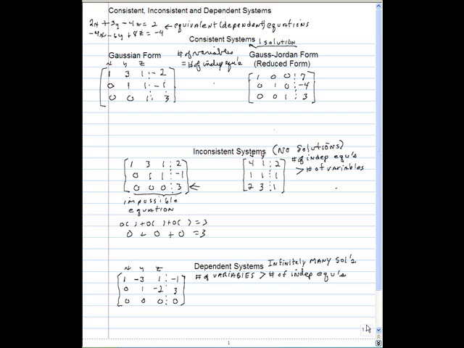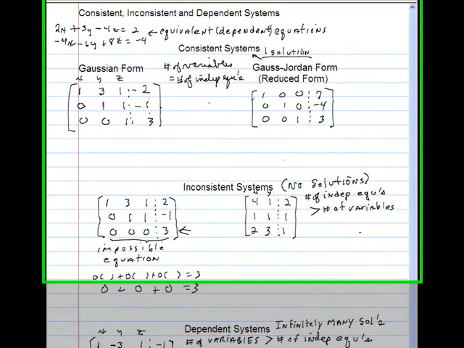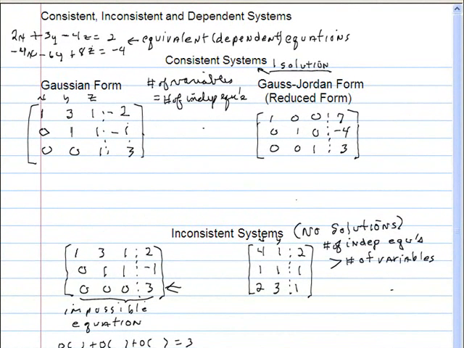We're now going to take a look at systems of equations from the point of view of their solutions. And referencing their solution sets, systems of equations can be put into three different classes: consistent systems, inconsistent systems, and dependent systems. Consistent systems are systems which have one solution.